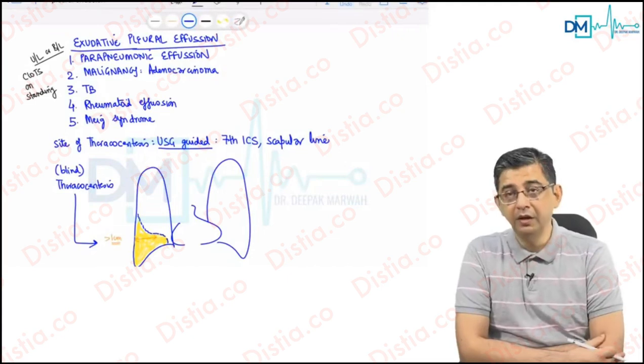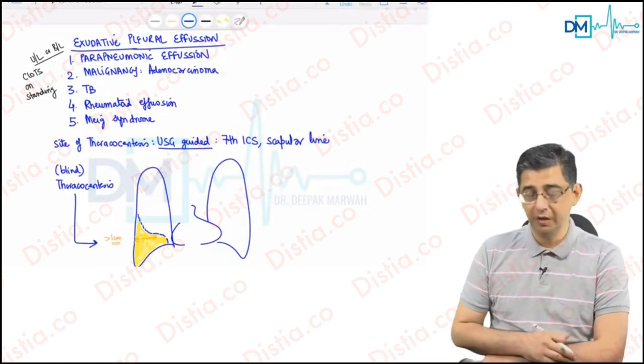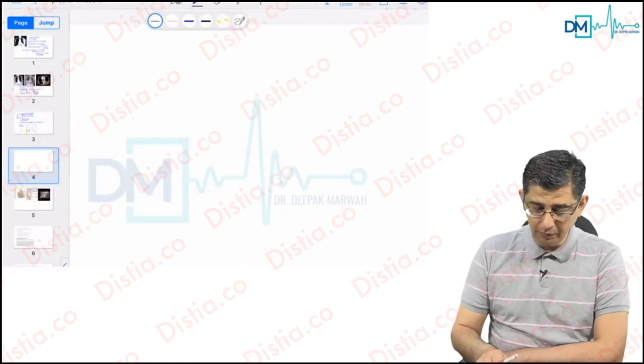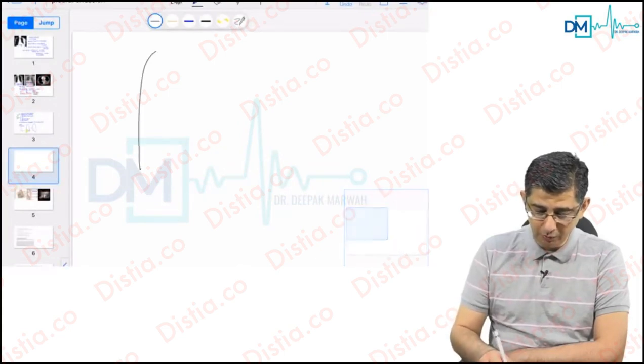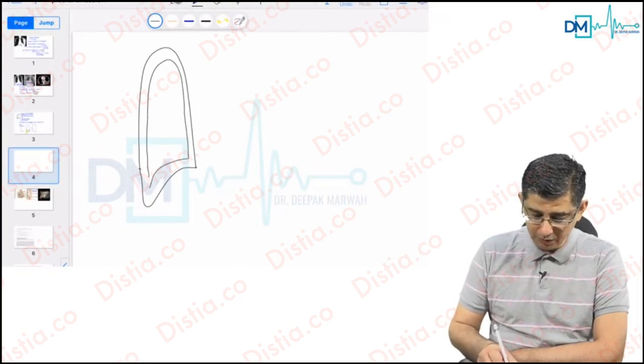Coming to the main agenda, when it comes to pleural effusions of the various varieties like I have mentioned here, we'll talk about each one of them one by one. The first one that I'll talk about would be a pleural effusion related to malignancy. This would obviously be a massive pleural effusion, so you can imagine this to be a lung cancer.